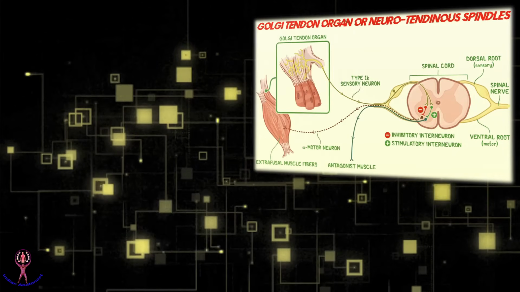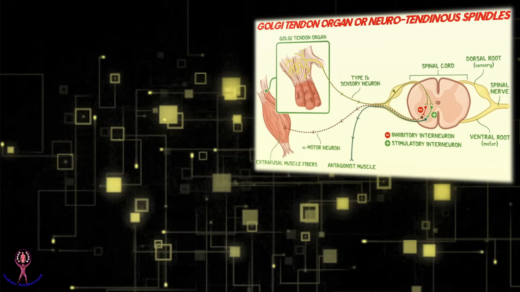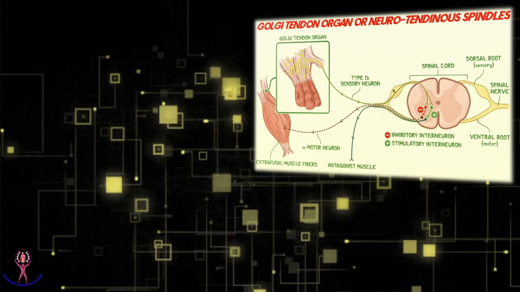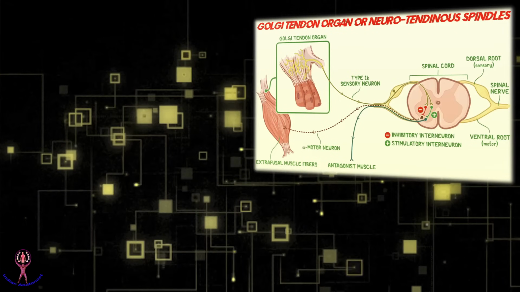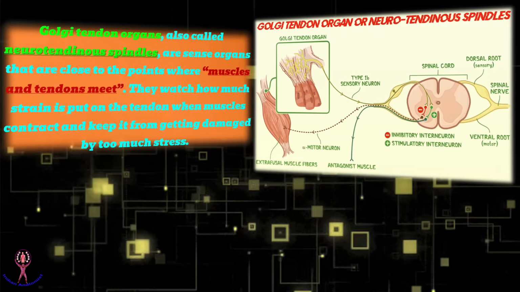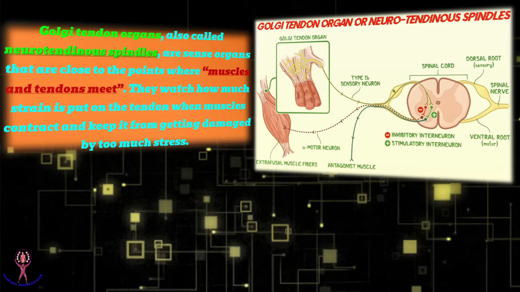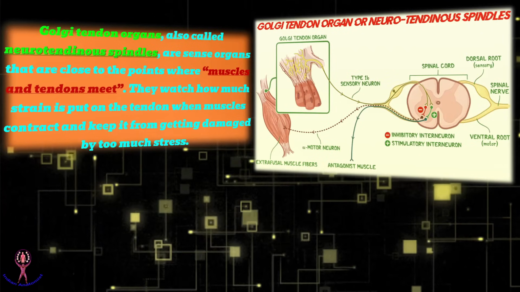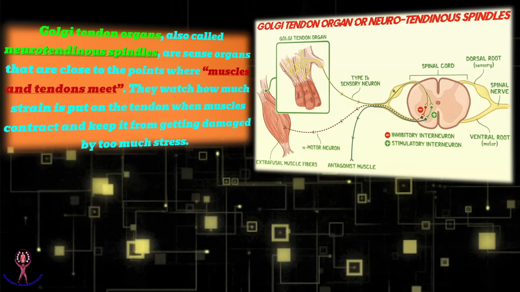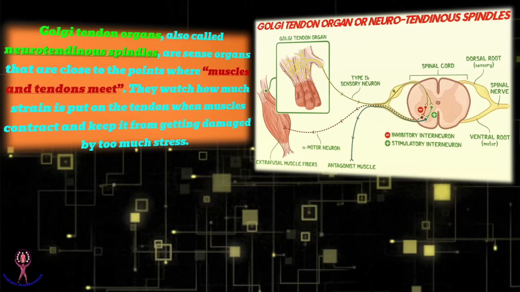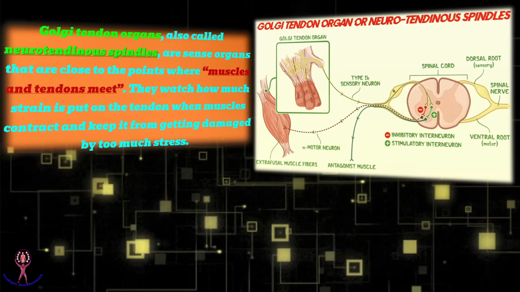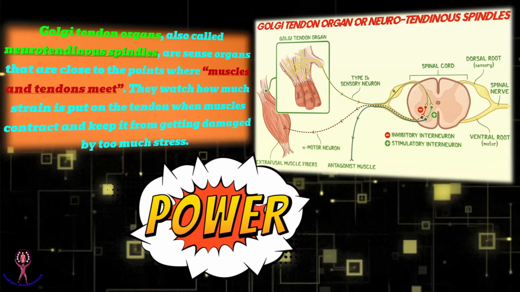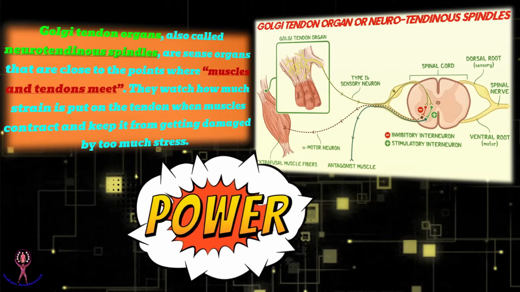Dear students, we are at the final stage of the general anatomy of the muscular system. And the last topic to discuss in skeletal muscle is the Golgi tendon organ. This is more or less similar to muscle spindles, or intrafusal muscle fibers. Golgi tendon organs, also called neurotendinous spindles, are sense organs that are close to the points where muscles and tendons meet. They watch how much strain is put on the tendon when muscles contract, and keep it from getting damaged by too much stress.